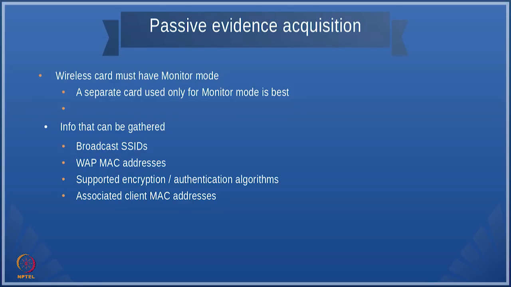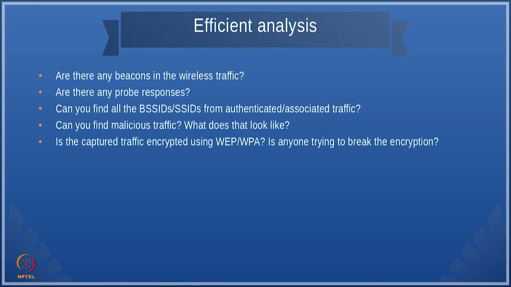You can collect a lot of information, like the broadcast SSIDs, the WAP MAC addresses and encryption algorithms, what encryption algorithms are supported or used, and then you can also collect the client MAC addresses. Coming to the analysis, you should be able to analyze what all the associations are, what the probe responses are, and what the beacons are. Can you find unauthenticated traffic, authenticated traffic, traffic associated with a particular authentication, can you find malicious traffic, etc. The analysis is more or less similar to what we do with wired networks, except that you are going to talk about beacon association and things like that.